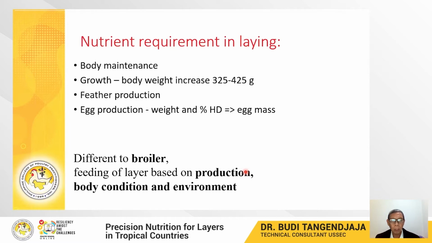And then we have to calculate egg production. By egg production, we calculate the egg weight multiplied by hen-day production, because we estimate requirement based on the egg mass rather than percent hen-day production. The feeding system for layers is different from the broiler, because feeding of layers is based on production. For feeding broilers, we provide the feed as much as possible, let the bird consume so much nutrient in order to grow faster. But feeding layers is based on production, body weight, and also the environment.